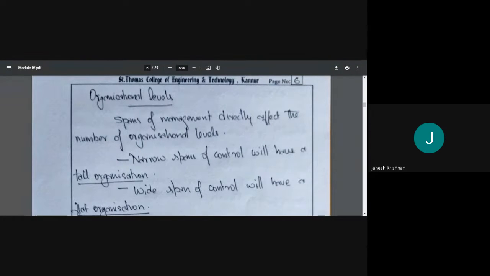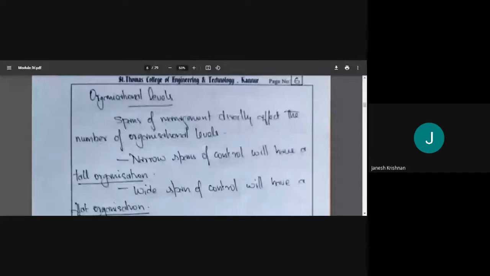Okay, so we have started with the fourth module, and it is about organization. We covered what organization is. Sorry, what is the span of organization or control?